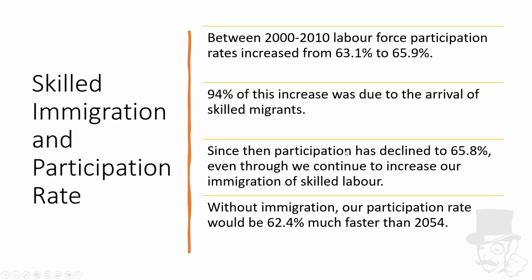There you go. Since then the participation rate has declined to 65.8, even though we continue to increase our immigration of skilled labour. The reason why there might have been a decline in the participation rate is also due to the aging population. As older Australians retire, we haven't had young people to replace them yet. So maybe that's why the participation rate fell whenever this report was made. I think it was 2016. Alright, without immigration, our participation rate would be 62.4, which is getting us much closer to what the participation rate would be in 2054 apparently.